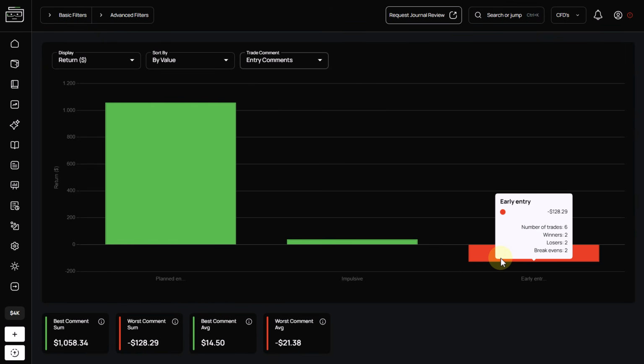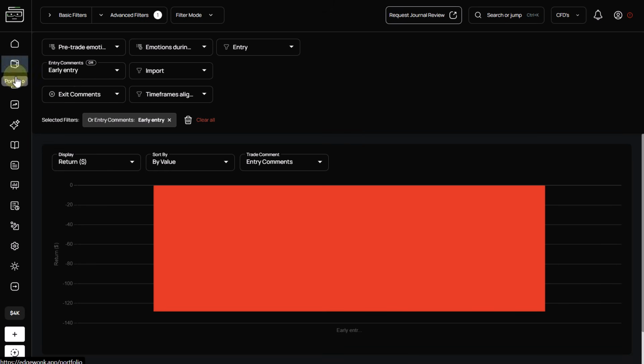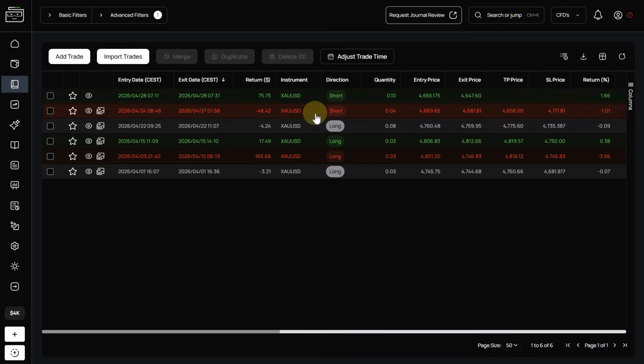What we can see, early entries, he is losing money. So what we can do is, for example, go here. We only want to analyze early entries. And what we can see is that it's a very mixed insight here. So you have 2 winners, you have 2 losses, and then you have 2 break-even trades.